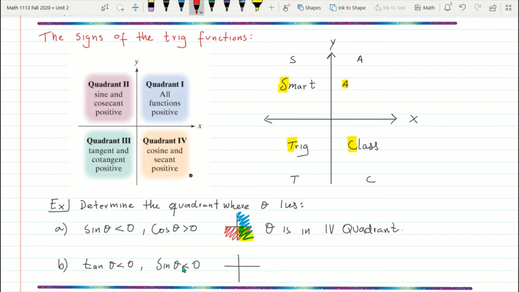tangent negative? So tangent is kind of tricky, and tangent is negative in the second and fourth quadrant. Where is sine negative? Sine is negative down here. Where do we have overlap? We have some overlapping in the fourth quadrant.